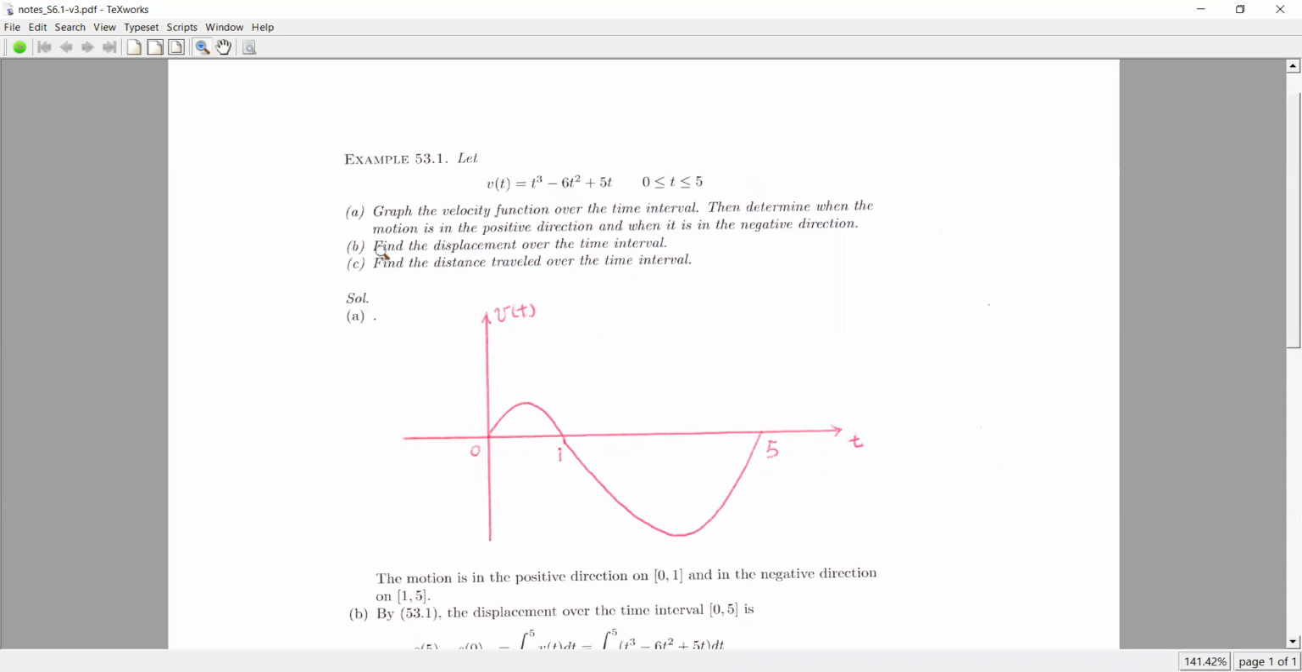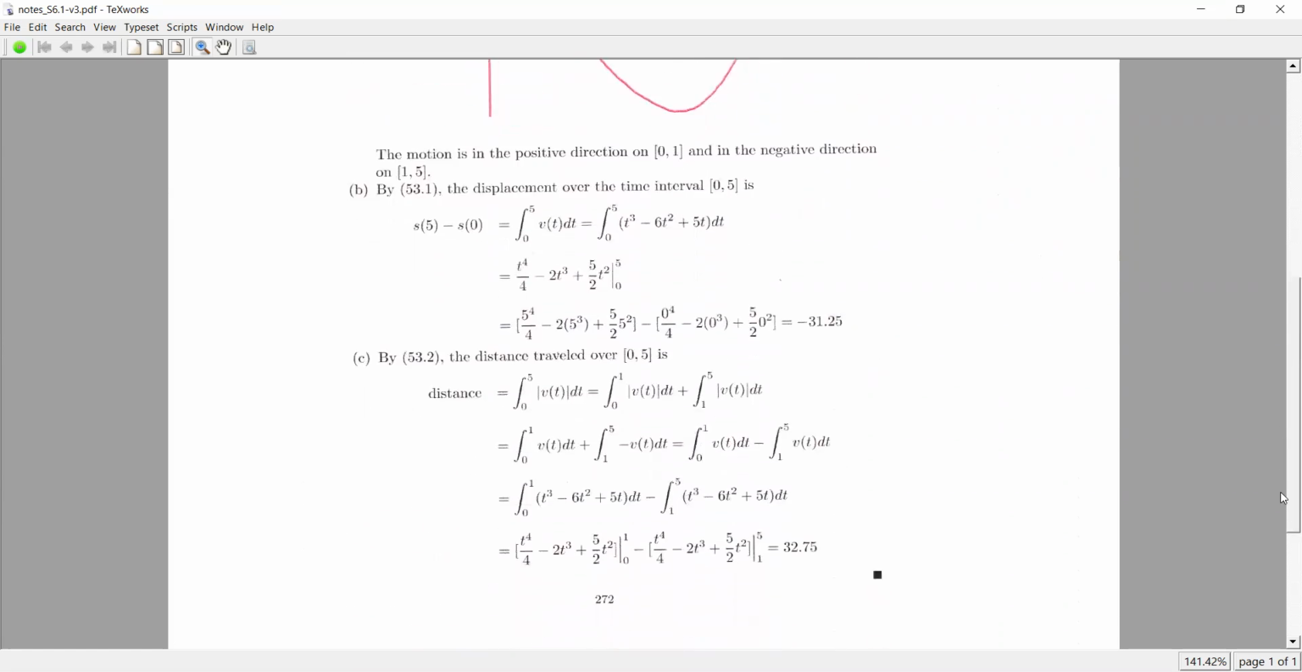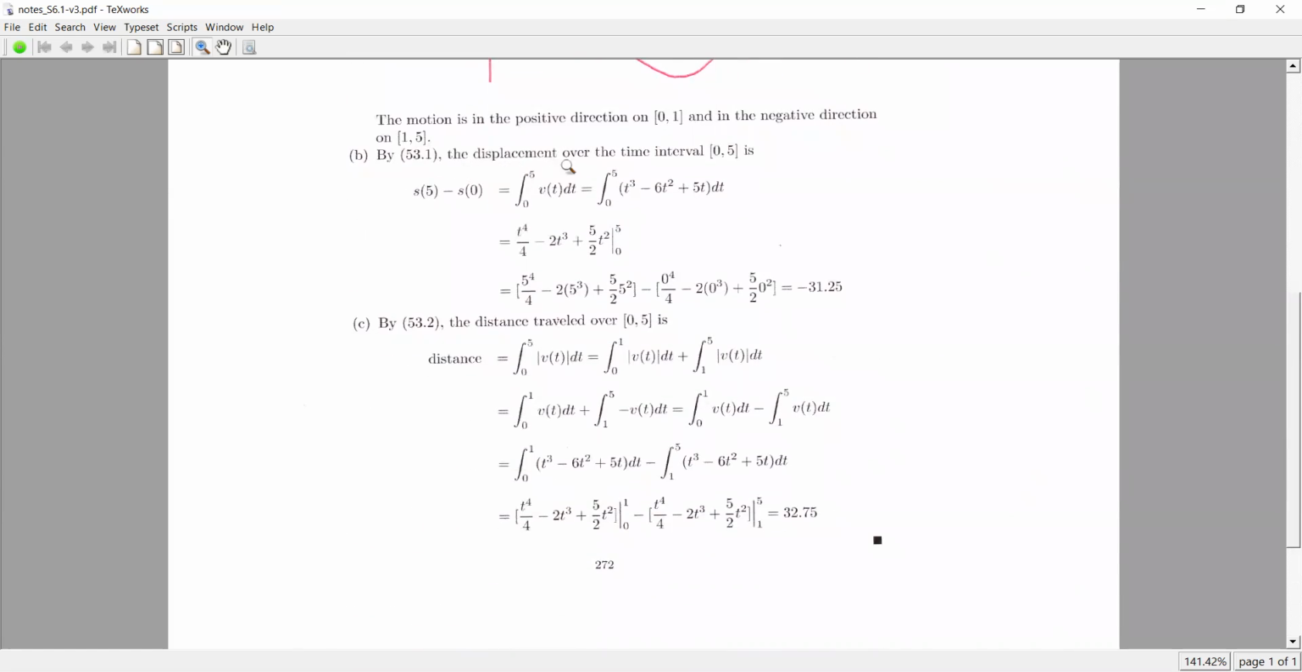Part B. Find the displacement over the time interval from 0 to 5. The displacement over this time interval is the position of the object at the instant 5 minus the position of the object at the instant 0. By formula, the displacement is equal to the integral of the velocity function from 0 to 5.